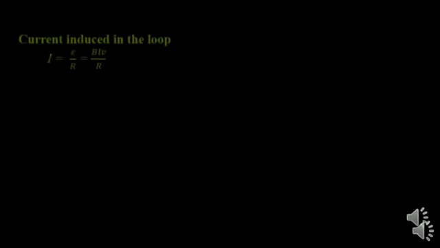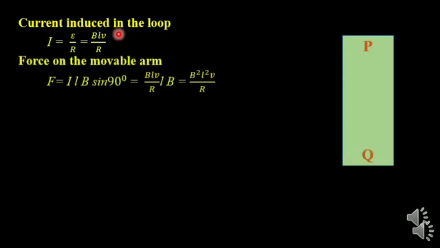As the resistance of the rectangular loop is R, the magnitude of induced current is I equals epsilon by R equals BLv divided by R. As the current carrying arm PQ is moved into the external magnetic field, there exists a force on the arm. The direction of the force acting on the arm is given by Fleming's left hand rule. According to the rule, the thumb, forefinger and center finger of the left hand are stretched such that they are mutually perpendicular to each other.